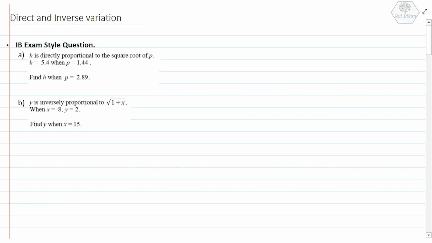Now, let's solve an IB exam style question. Let's start with part A. H is directly proportional to the square root of P. So I can start having my equation to be H is equal, since it's directly proportional, K times the square root of P.